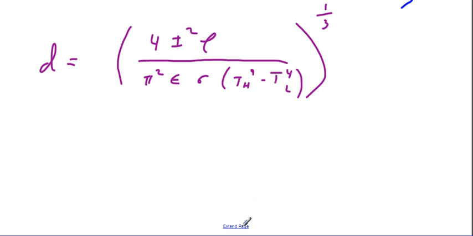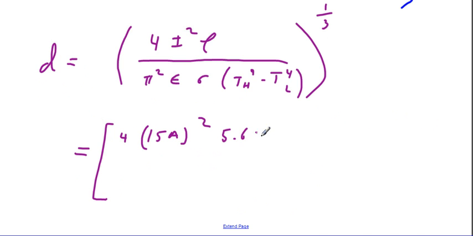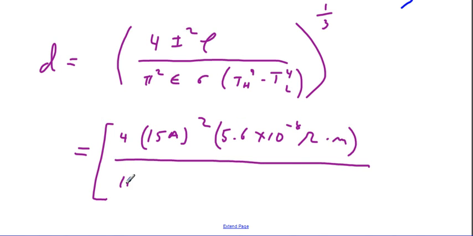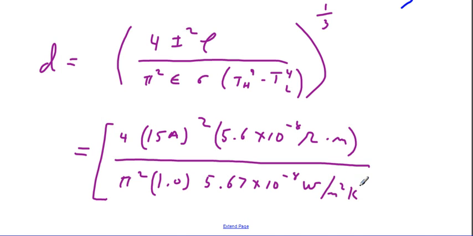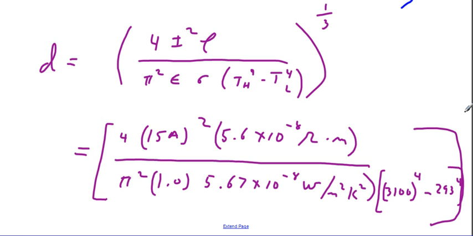Okay, so now we can put in all of our numbers, and I've got 4, 15 amps squared. Rho is 5.6 times 10 to the minus 8 for the metal that I have, pi squared, 1.0 for the emissivity, 5.67 times 10 to the minus 8th watts per meter squared Kelvin to the 4th times 3100 to the 4th minus 293 to the 4th. The entire thing raised to the 1/3 power.